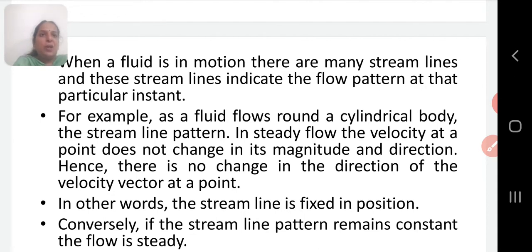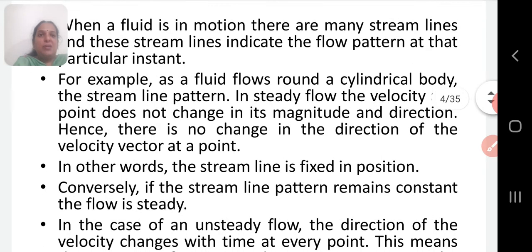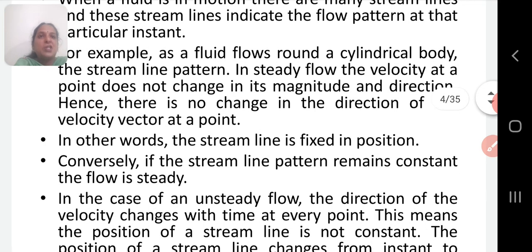For example, in a steady flow, the velocity at a point does not change in magnitude and direction. Hence, there is no change in the direction of the velocity vector at a point in case of steady flow. In other words, the streamline is always fixed in position. From the name itself, streamline means it will not change its path or its movement. We can say that the streamline pattern remains constant when the flow is steady.